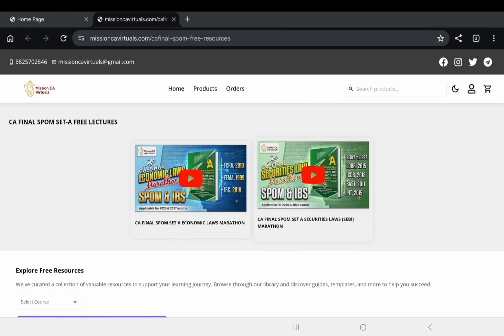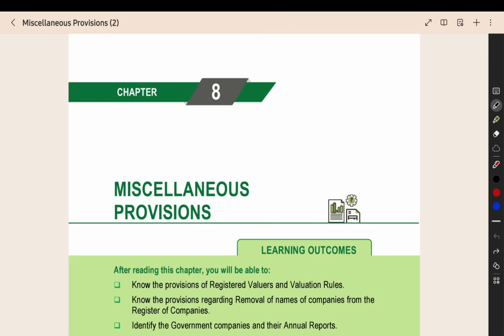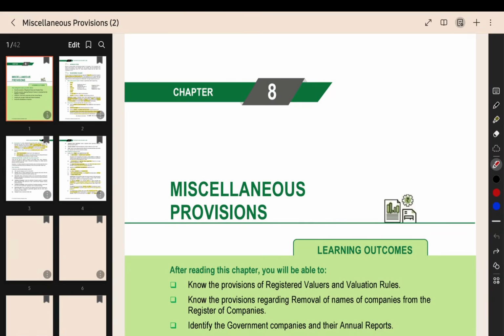So now we can start the chapter. Now we can start chapter number 8, Miscellaneous Provisions. So first we can see what are all the topics that are there in this chapter.